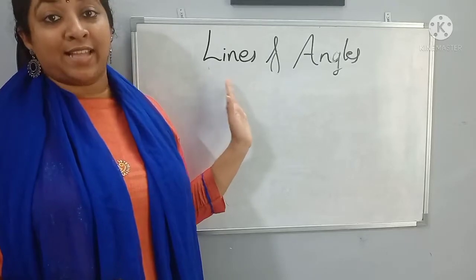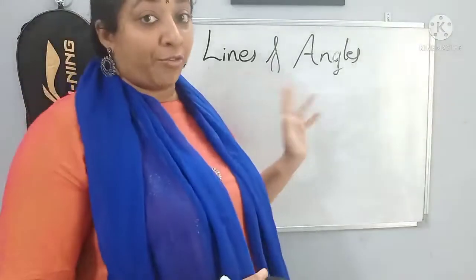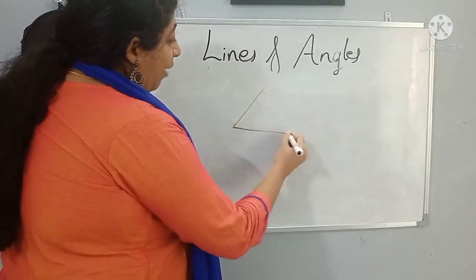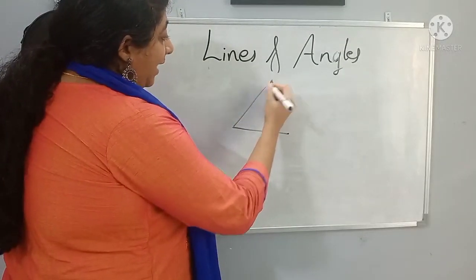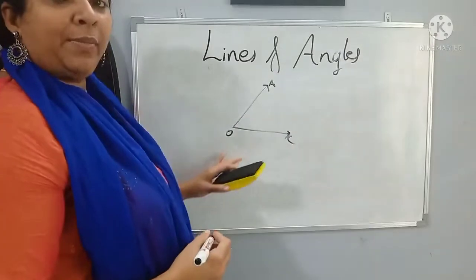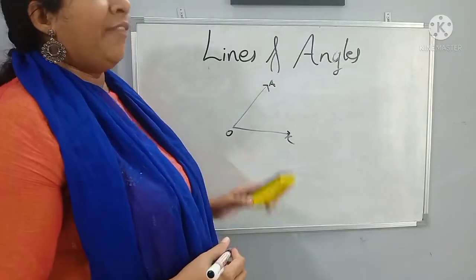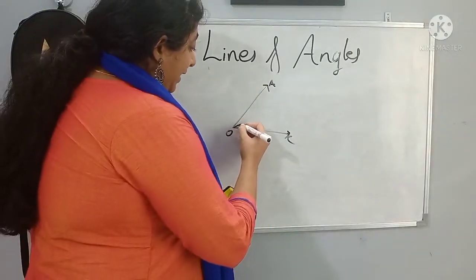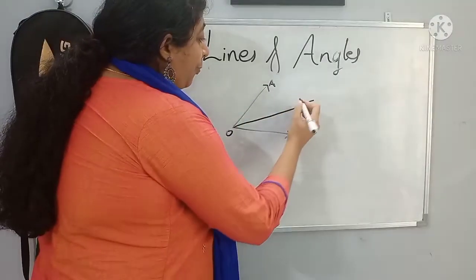First one is the bisector of an angle. Bisector of an angle means if we have an angle AOC, and the angle bisector means, when we bisect, we are dividing it into two parts.